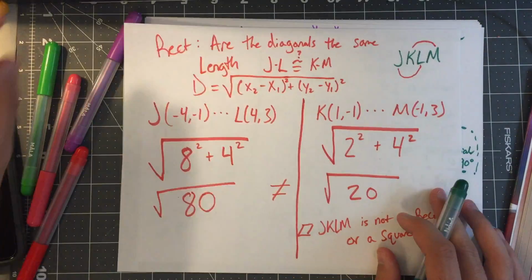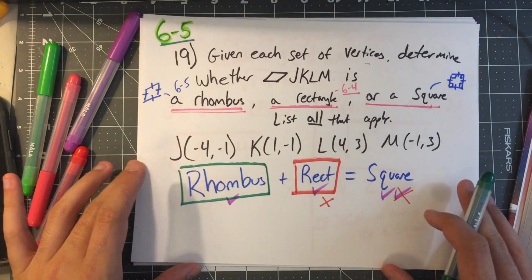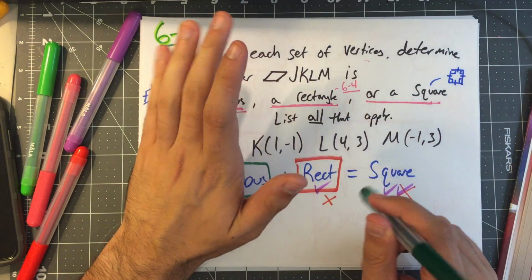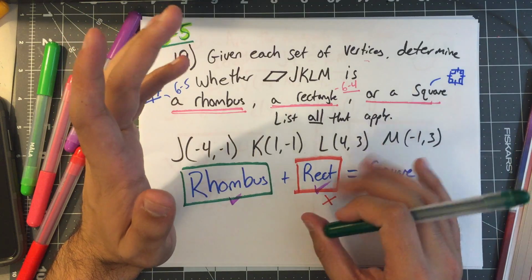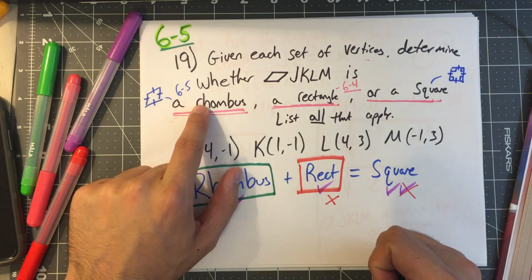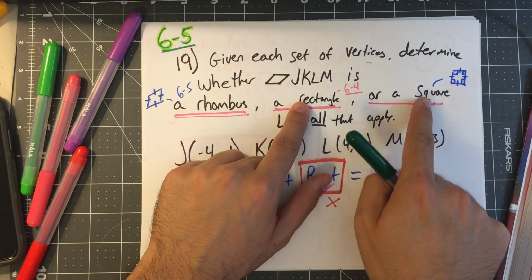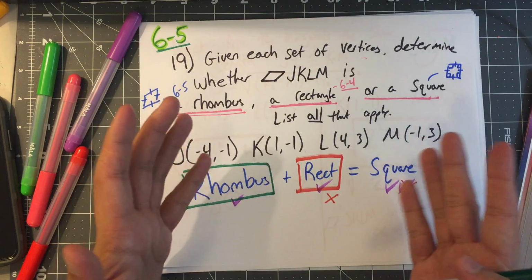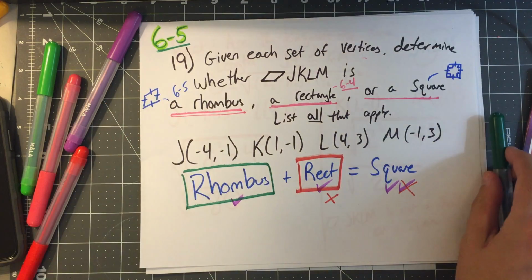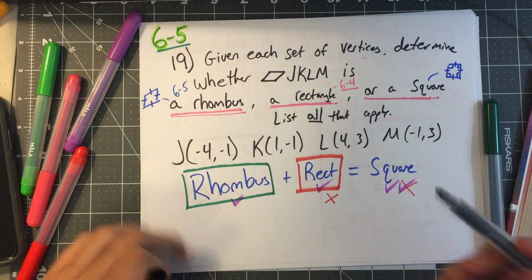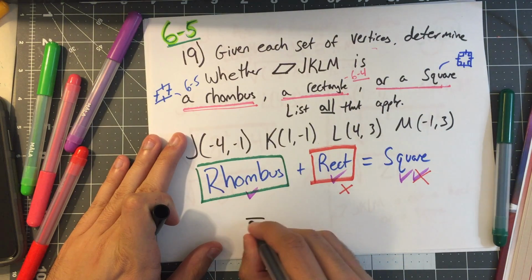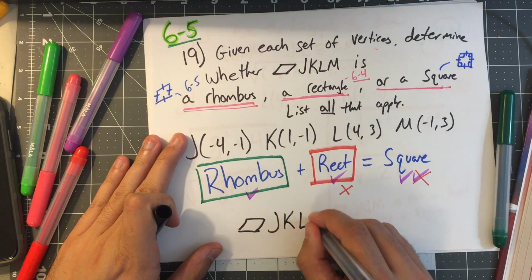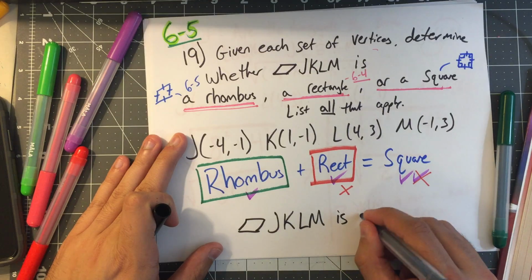So, let's go back to our very initial question. It said, given each set of vertices, determine whether this parallelogram, we know it's a parallelogram. It's a whole different problem if we don't know that, but we know it's a parallelogram. It's a rhombus, it's a rectangle, or a square. We only need to do two tests to figure out which one of these three it is. It could have been all three, could have been none of them. But we did all these things, and we can now say parallelogram JKLM is a rhombus.